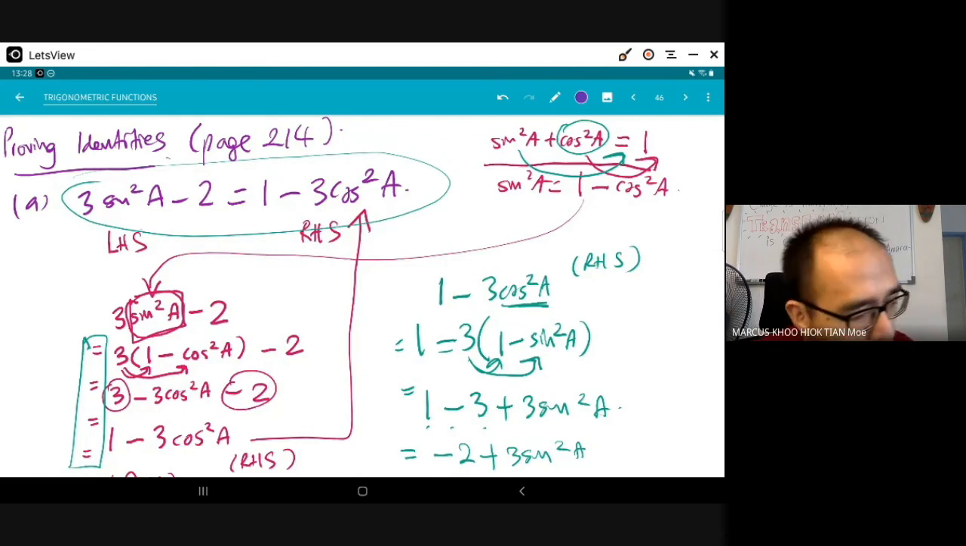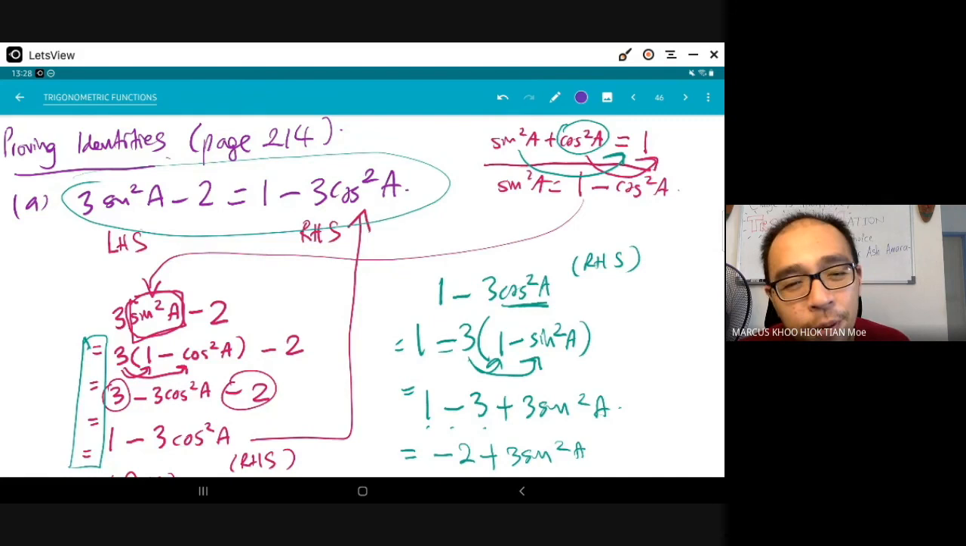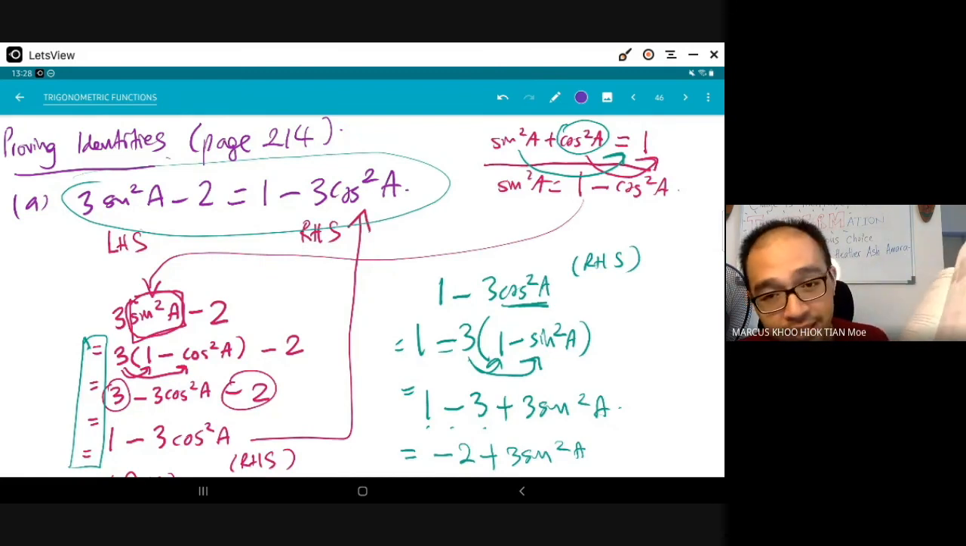Okay, so what I want you to do today is to try the identities that are in your workbook. Workbook page 87. Okay, there are 9 identities over there. And I know that you guys have the answer for this. So what I want you to do is, same thing lah. Finish all the 9 questions.